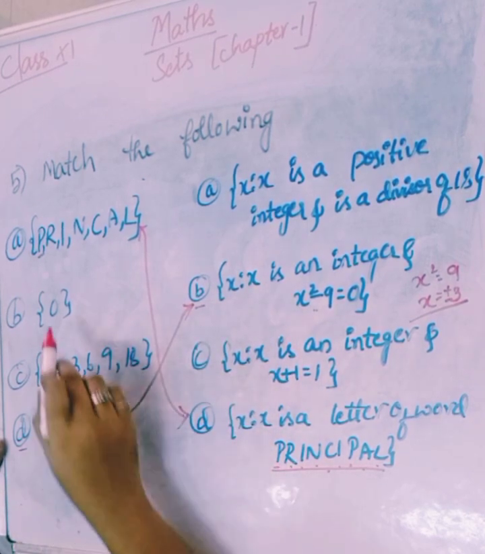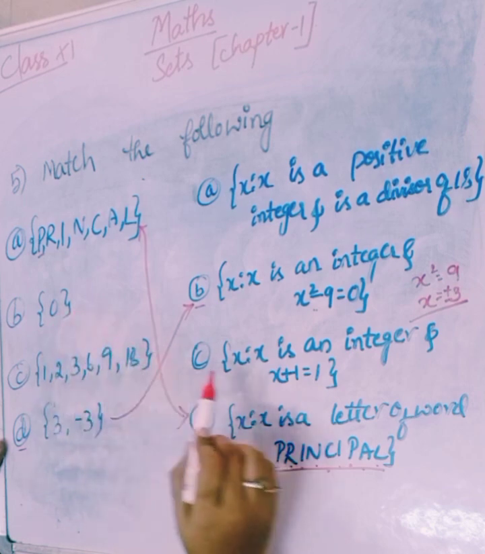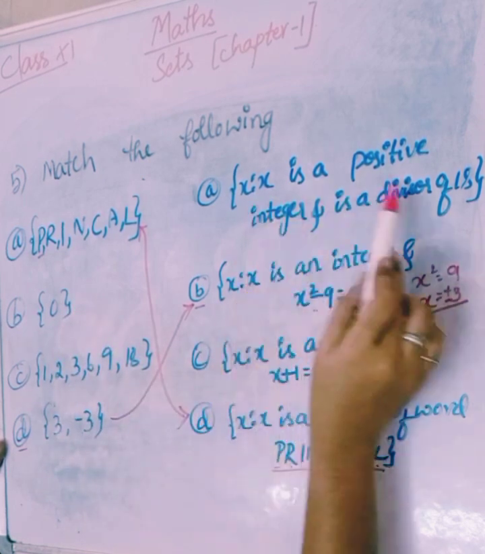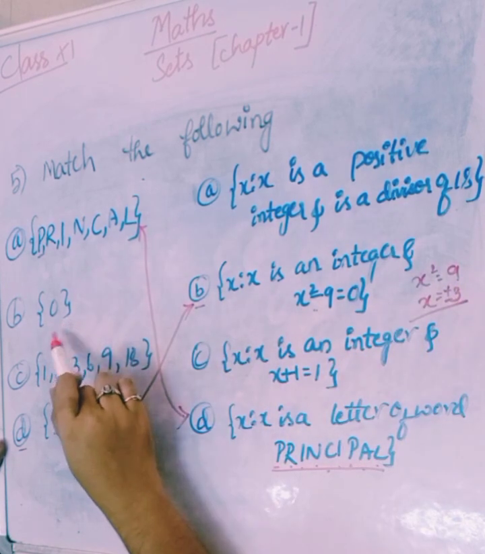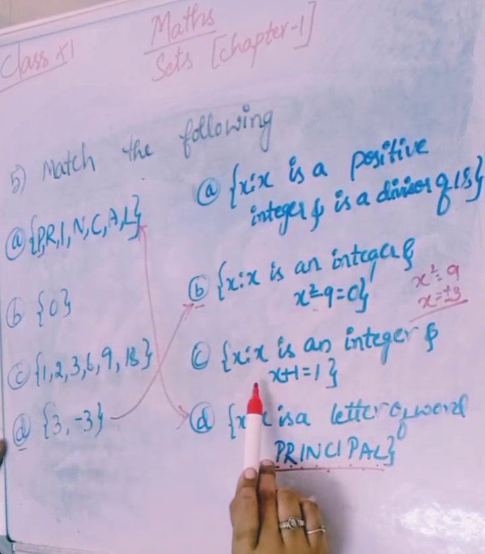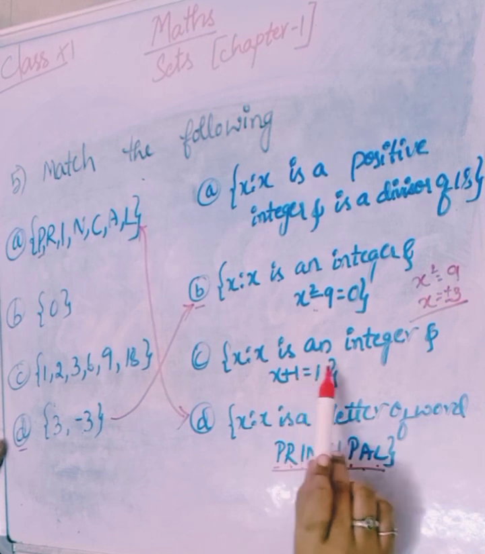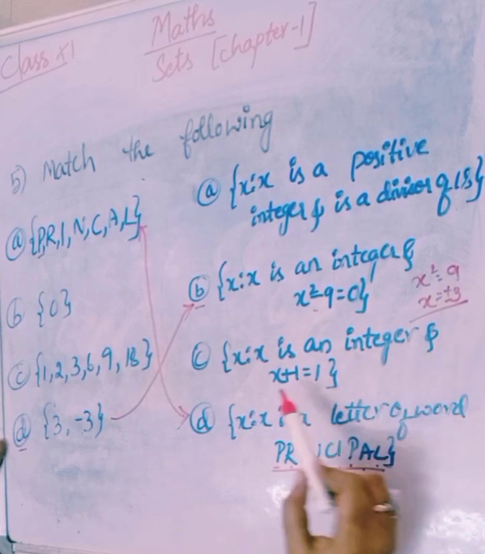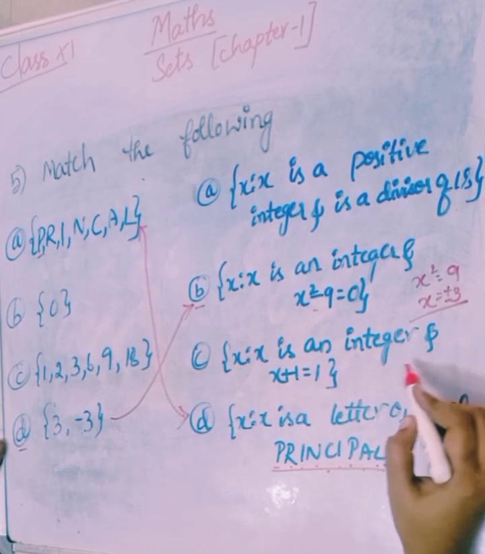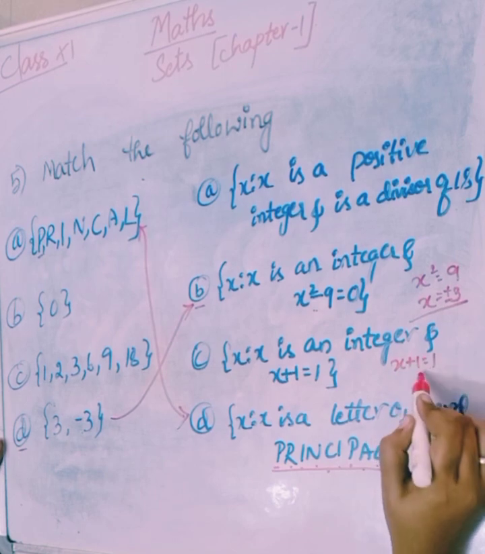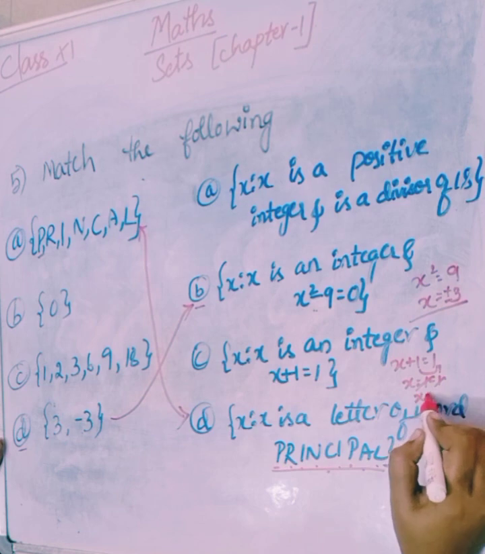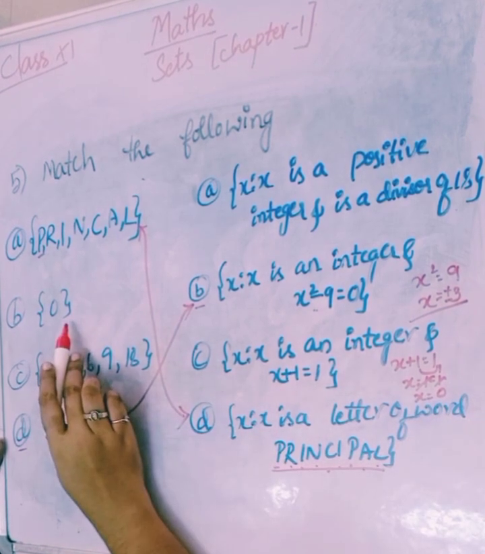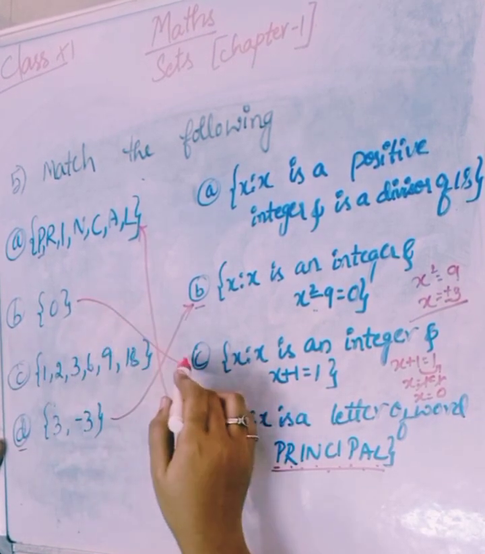Next one, we have 0. 0 means another one we have, these two options. You can observe this option won't suit for this because here we have 18. Here we have 0, so it won't have this one. Next one you can see here, x is an integer and x plus 1 is equal to 1. You will take 1 to that side, you will get x is equal to 1 minus 1. What will we get? x is equal to 0. Is it we are getting 0? The set is 0. Therefore option C.